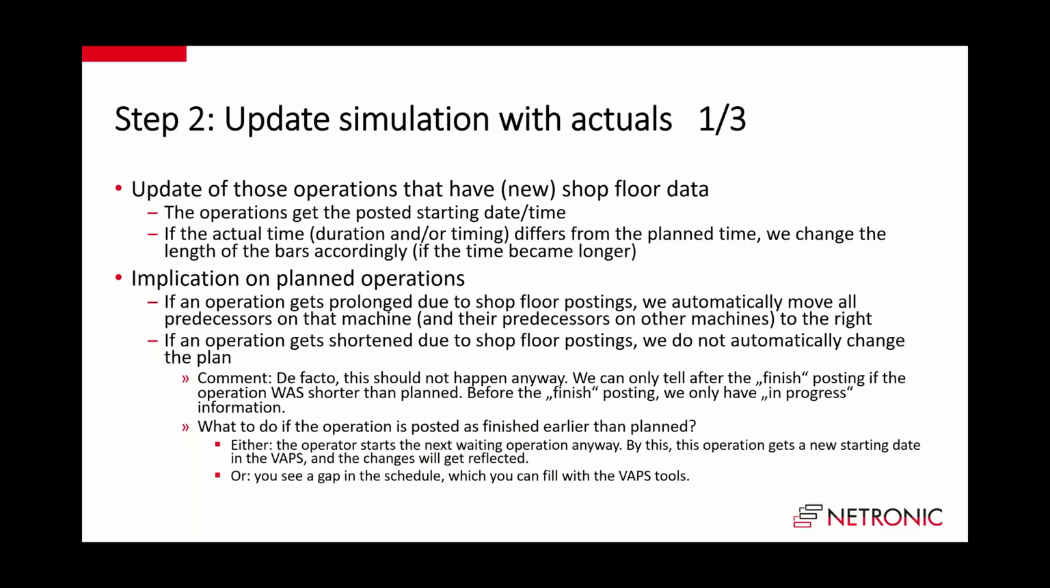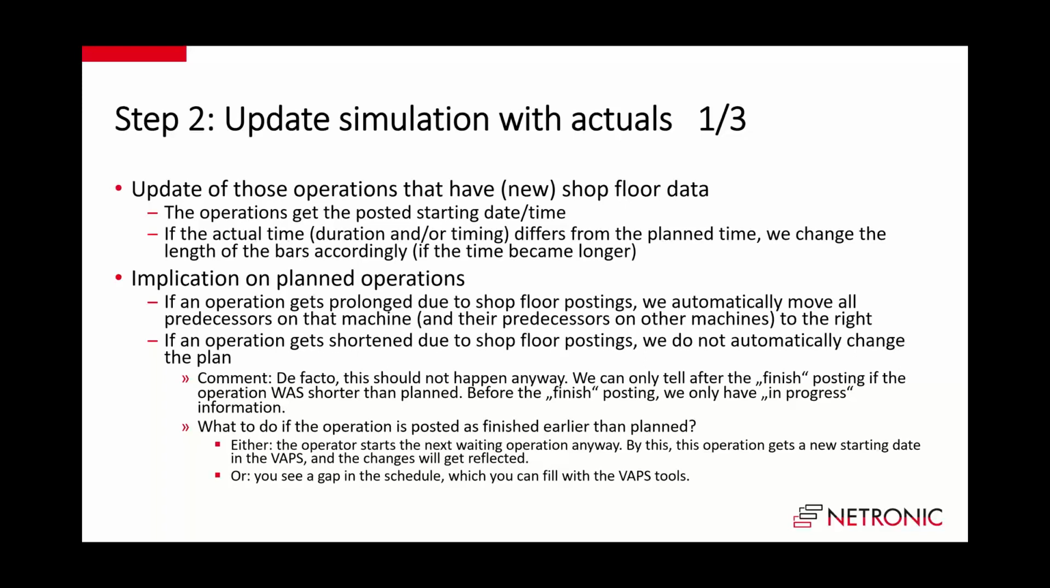So if an operation gets prolonged due to shop floor postings, we automatically move all predecessors on that machine and their predecessors on other machines to the right. If an operation gets shortened, so if you are faster, we do not automatically bring things to the left. Because for two reasons. So first of all, we assume that your operator, if they finished with one production order earlier than planned, will start the next one anyway. So then the next one gets a new start date from your shop floor system, from the production journal, or from your MES, and then this will get automatically adapted.